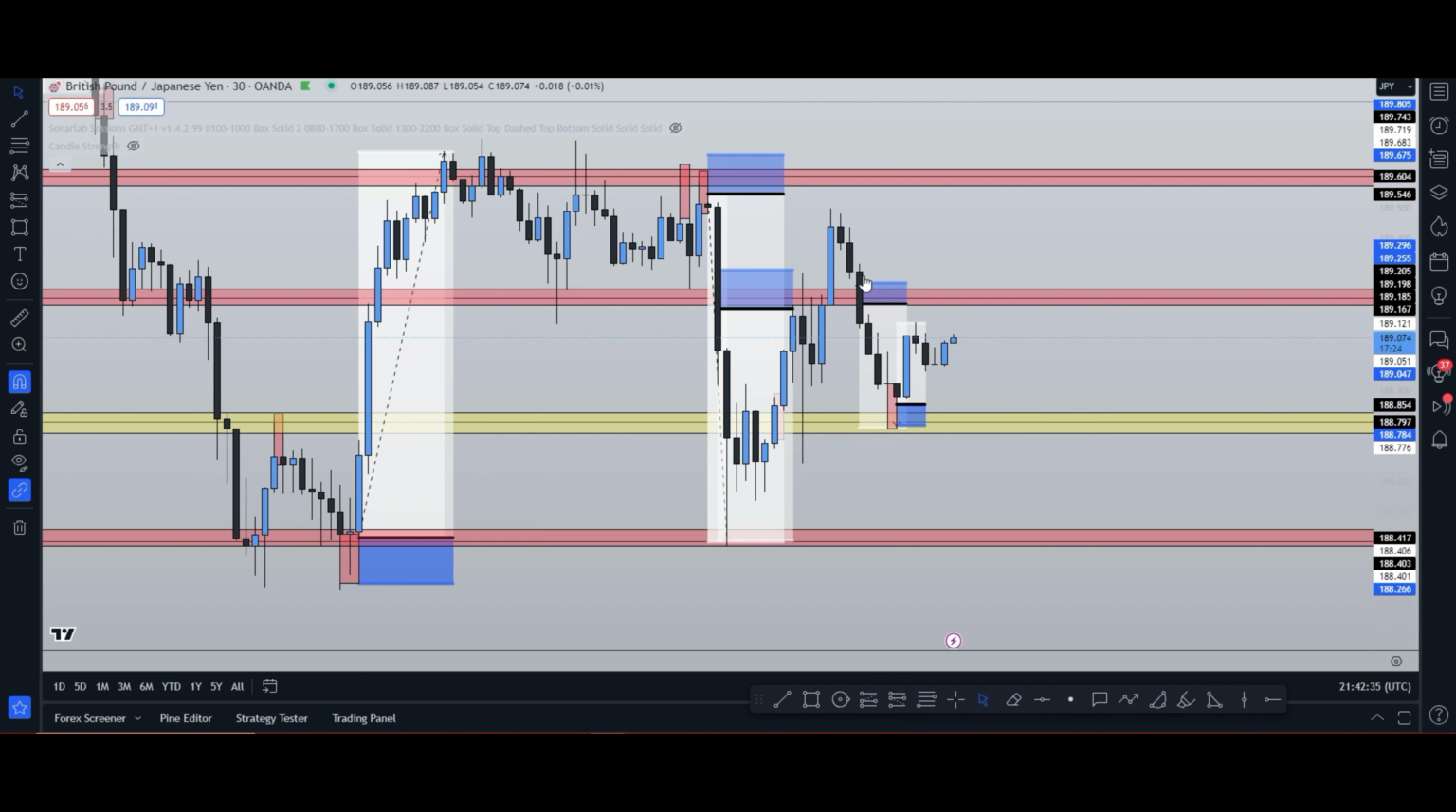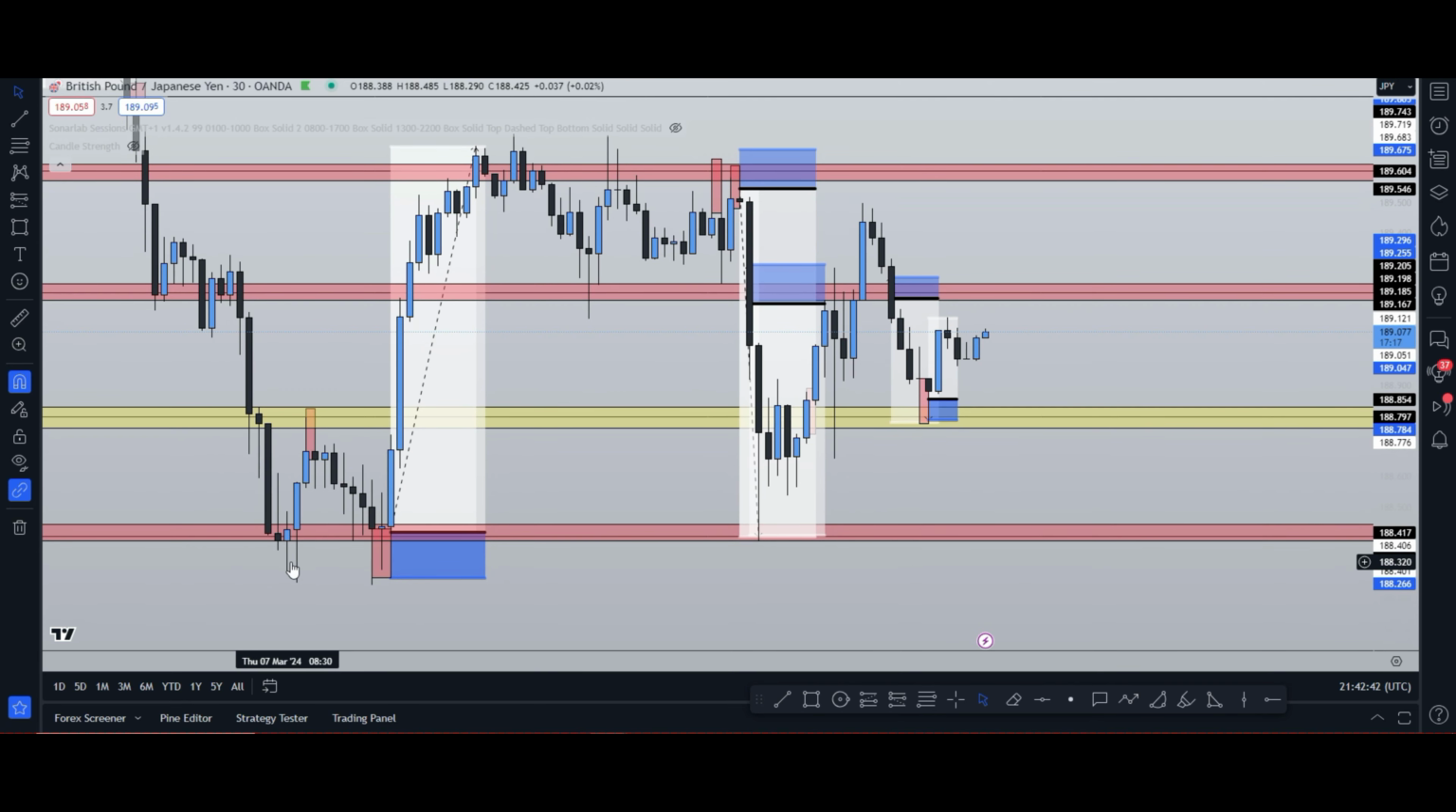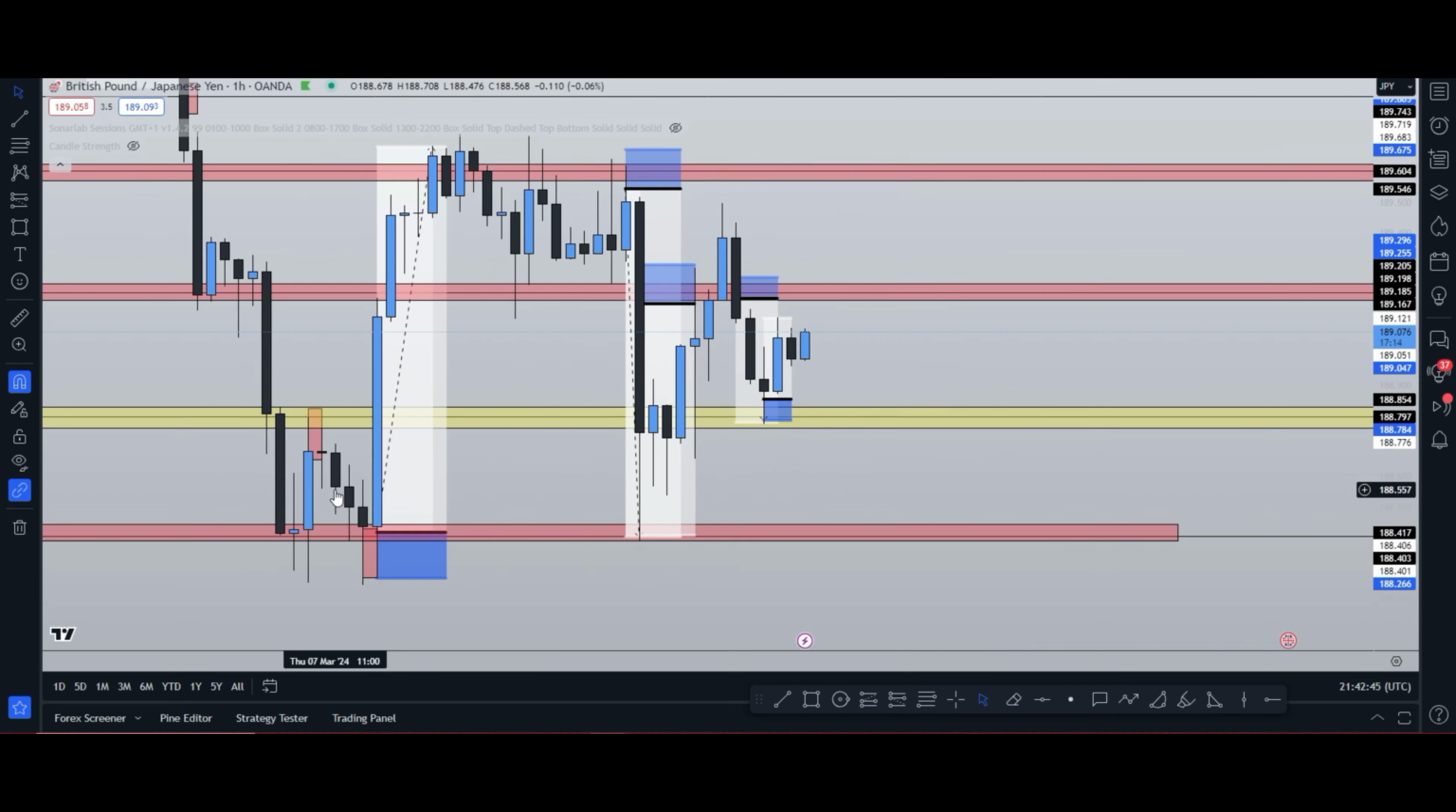Okay, let's go more. I don't talk about entries yet, I'm just talking about zones. If you're never sure, guys, just move to a bigger time frame. Let's go to an even bigger time frame. I mean, look at this, guys. This is on the bigger time frame.